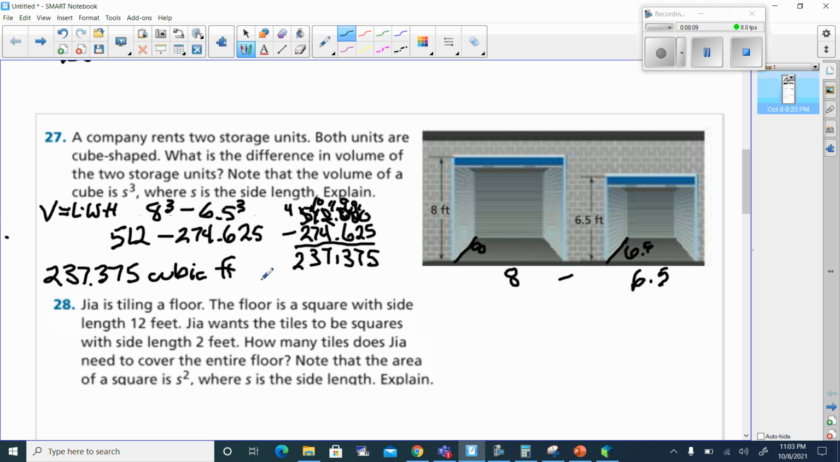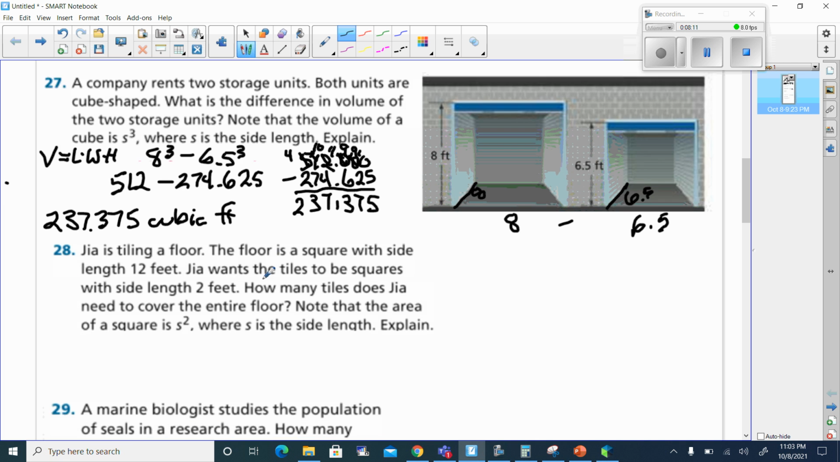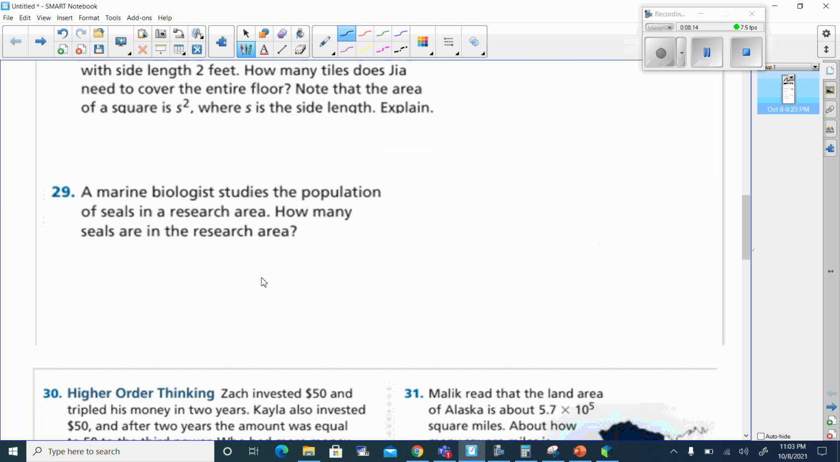All right. Let's go ahead and do number 29 now. A marine biologist studies the population of seals in a research area. How many seals are in the research area? I must be missing a picture or something, so I'm going to hunt it down so this makes more sense, and we have some numbers to deal with.